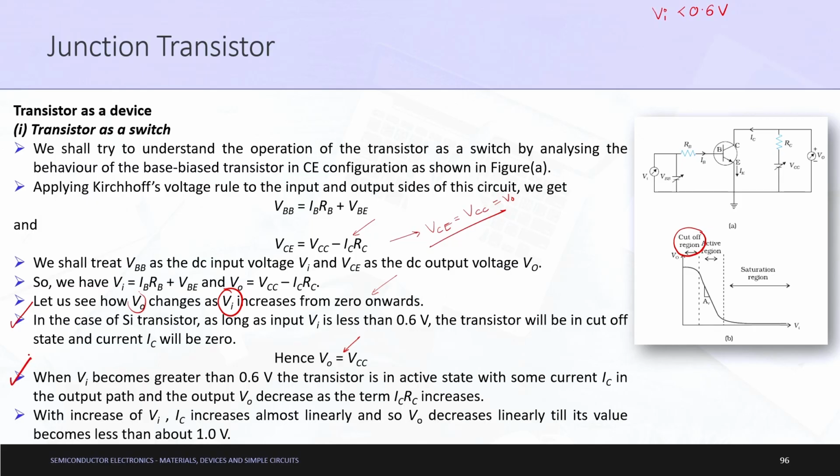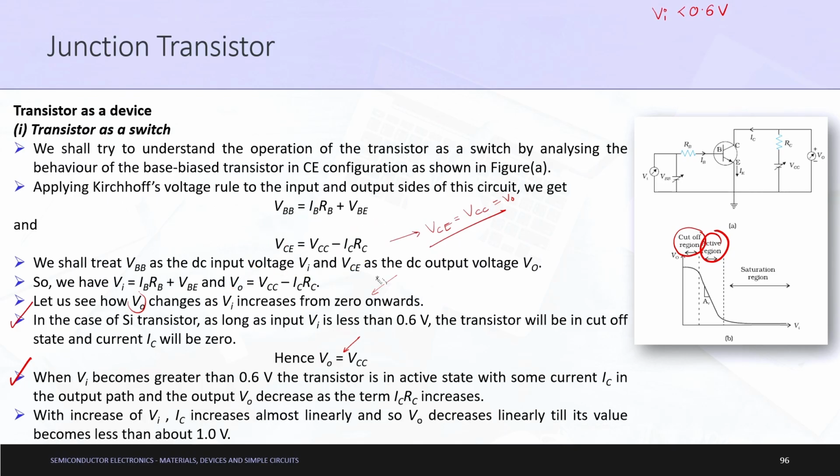Next, what happens when Vi is greater than 0.6 volts? The transistor is in the active state. So, this is the active state with some current IC in the output path, and the output V naught decreases as the term IC RC increases. Quite evident, as you can see clearly here, as the value of IC increases, this complete value will decrease.